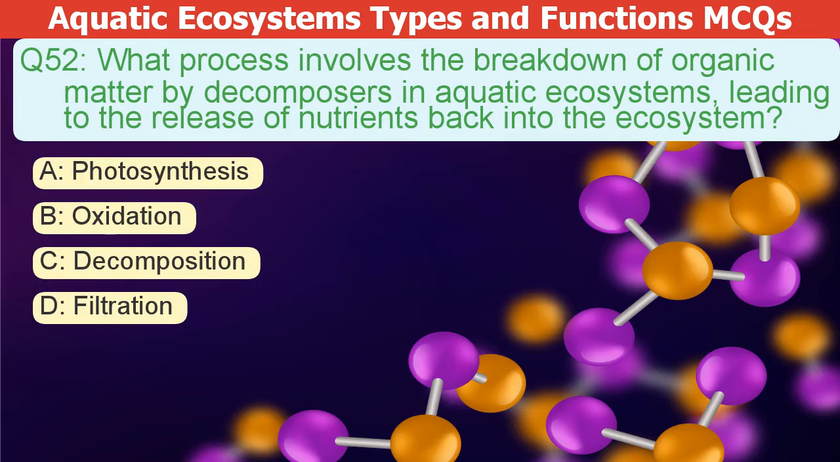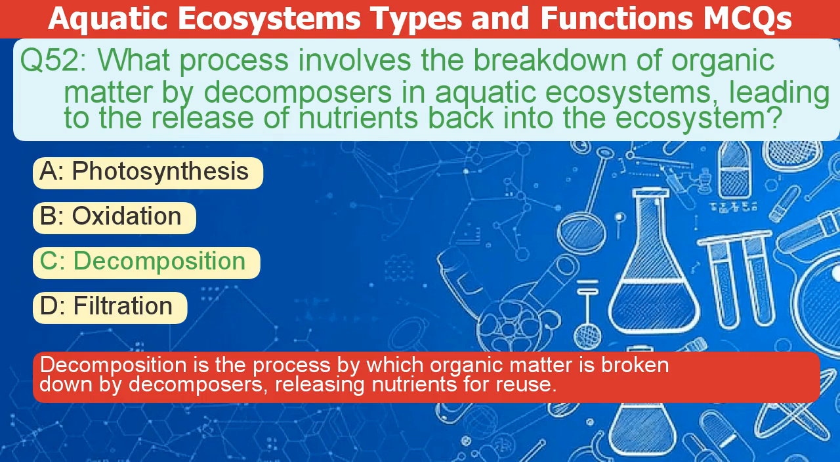What is a unique feature of a brackish water ecosystem? A. High levels of dissolved oxygen. B. A mixture of saltwater and freshwater. C. Wide variety of plankton species. D. Low nutrient content. The correct answer is B. Brackish water ecosystems are characterized by a mixture of saltwater and freshwater, creating unique habitats for specialized aquatic organisms.